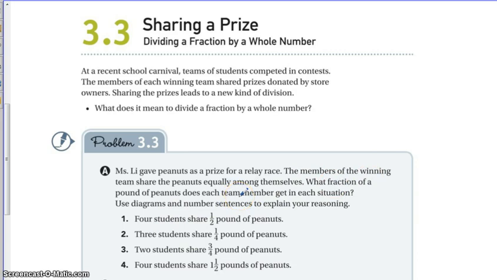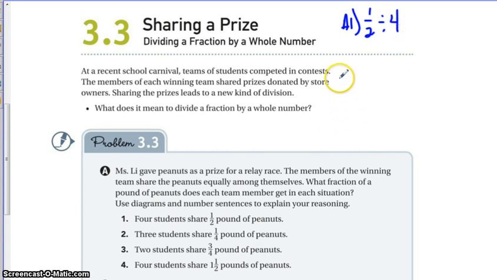Now, I'm really not going to draw a diagram. What I'm going to do is explain. I guess I could show you a diagram for A1. That wouldn't take too much time. But most of what I'm going to be doing is the number sentences. So the first thing we're going to do is look at A1. A1 goes here. Let's see, 4 students share half a pound of peanuts. So we have half of a pound divided by 4 people.